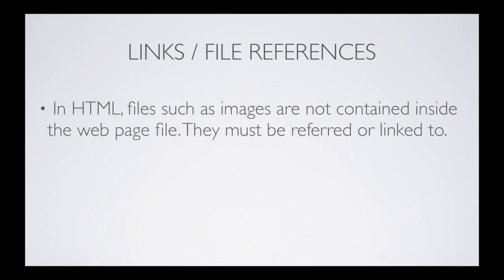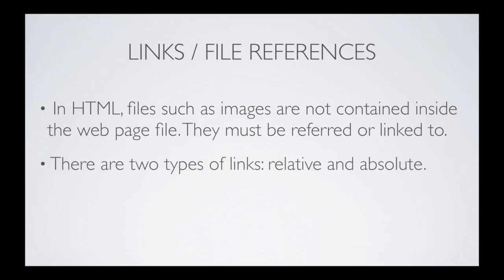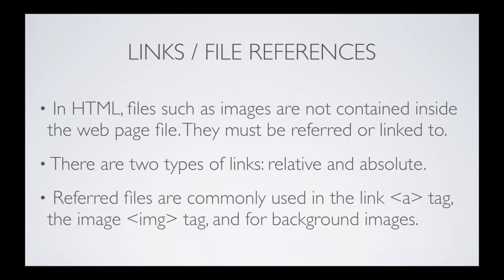Finally, we're going to learn about how to make links or file references. We've already done this before with the background image in the body tag, but now we're going to learn more about it. In HTML, files such as images are not contained inside the web page file. They must be referred or linked to. There are two types of links: relative links and absolute links. Referred files are commonly used in the link, or the A, standing for anchor tag, the image, or IMG tag, and for background images.